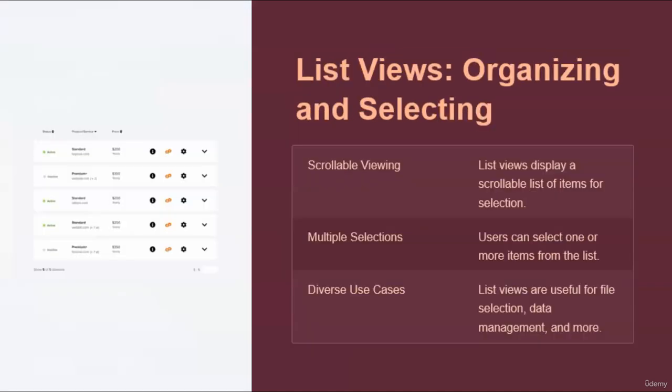Next, we have list views. List views display a list of items in a scrollable area. Users can select one or more items from the list, making it ideal for tasks like file selection, choosing from a large set of options, or managing lists of data. List views are highly customizable and can handle a large amount of data efficiently, making them a powerful tool in GUI design.